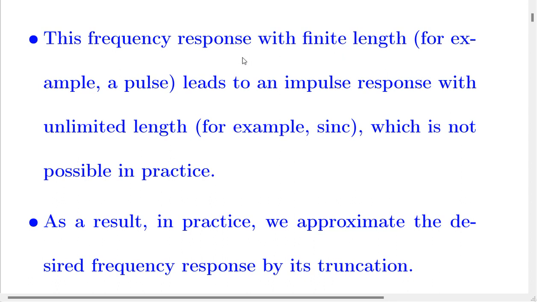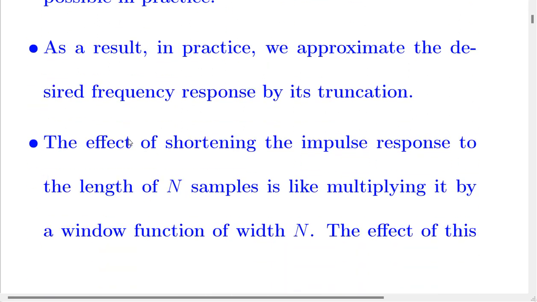This frequency response with finite length, for example a pulse, leads to an impulse response with unlimited length, for example sinc, which is not possible in practice. As a result, in practice, we approximate the desired frequency response by its truncation. The effect of shortening the impulse response to the length of n samples is like multiplying it with a window function of width n. That's the idea.